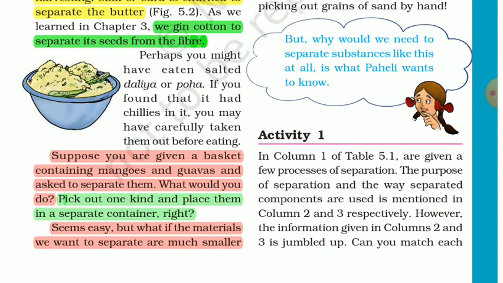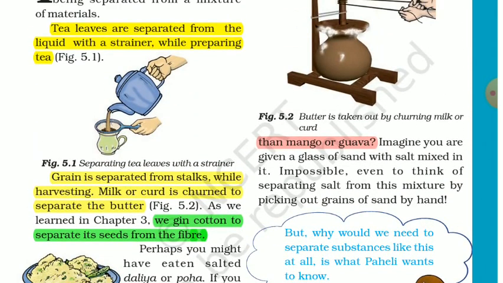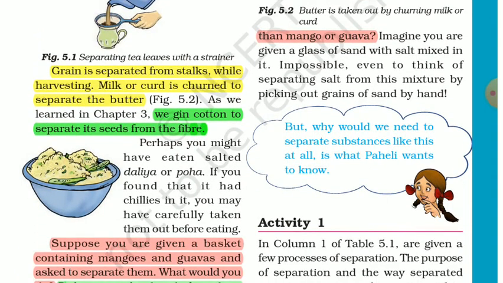It seems easy to separate large size components. What will happen if we want to separate very small size materials or substances which we cannot even pluck, or separate with our hand? It seems very difficult when the materials we want to separate are much smaller than a mango or guava, isn't it? Suppose you have sand which is mixed with salt. Can you remove the salt from the sand? Will it be possible for you?